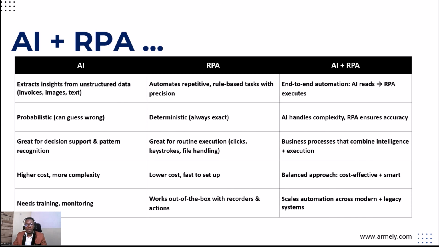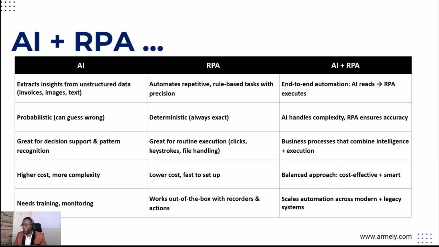And then when we talk about the cost, AI is more complex and has higher costs powering the AI models and all. But for RPA, it's a low cost and fast to set up because we have the existing tools, with some of them being free and some of them being a subscription model that's manageable.